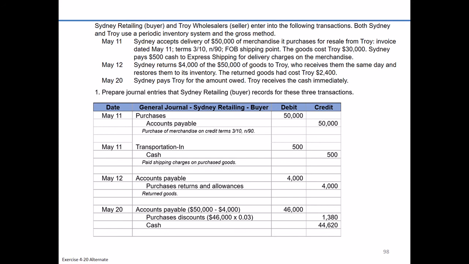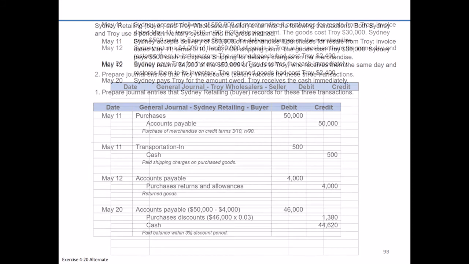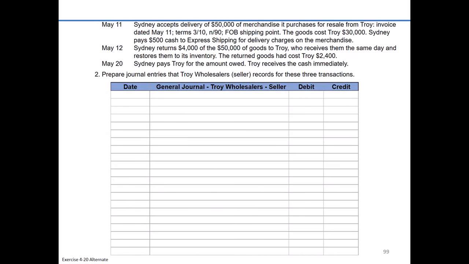Although I don't show the calculation here, if we wanted to determine the overall net cost of purchases, we would take our gross purchases of $50,000, add in transportation of $500, that's an additional cost of the inventory, subtract out purchases returns and allowances, and also subtract out purchases discounts, and that would provide us the true net purchase amount.